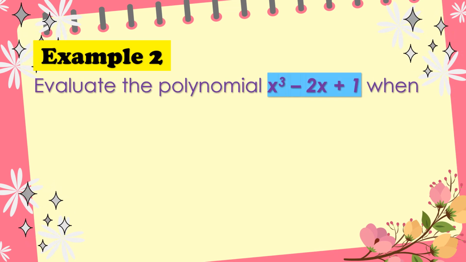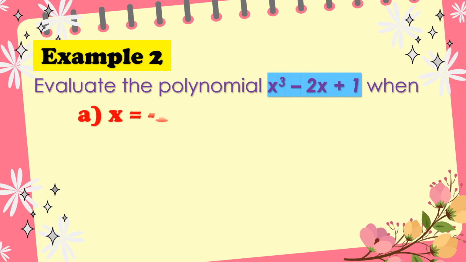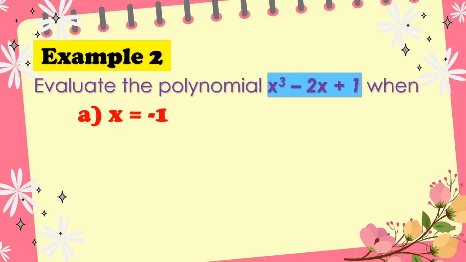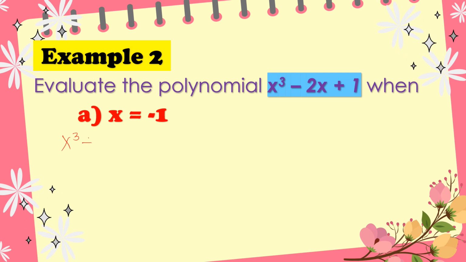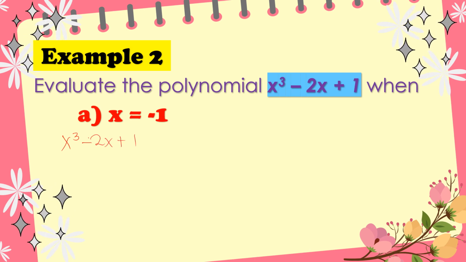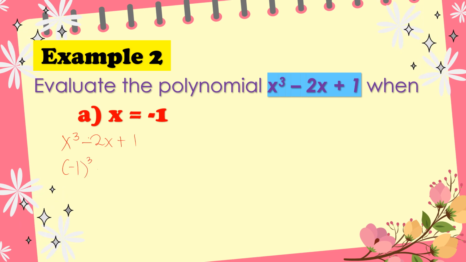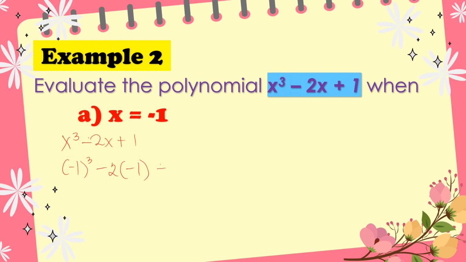Example number 2. Evaluate the polynomial x cubed minus 2x plus 1 when x is equal to negative 1. So, copy natin yung given, x cubed minus 2x plus 1. And then, plug in natin yung given value, which is negative 1 sa lahat ng variable na x. Negative 2 times negative 1 plus 1.